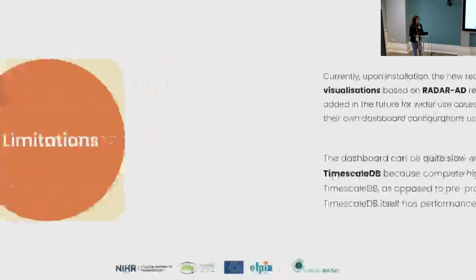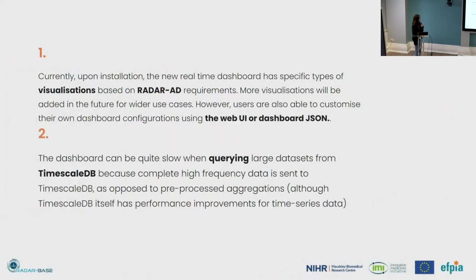There are a few limitations currently. Upon installation, we only have specific types of visualizations, like the PRMT and the Fitbit wear time, but more visualizations will be added in the future for wider use cases. However, users are also able to customize their own dashboard using their own dashboard JSON file or through the Grafana UI. The dashboards can also be quite slow when querying large data sets because complete high-frequency data is constantly being sent to TimescaleDB as opposed to pre-processed aggregation, although TimescaleDB has performance improvements because it's made for time series data.